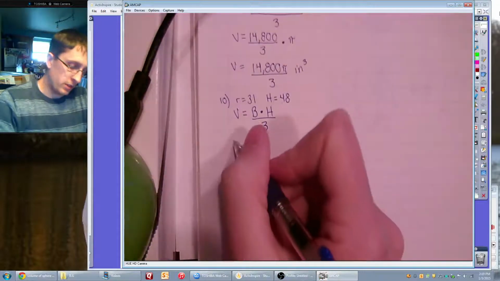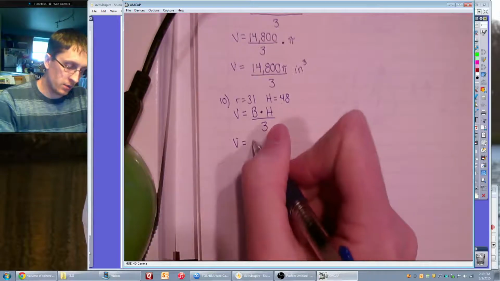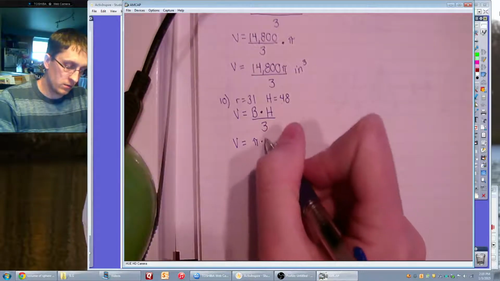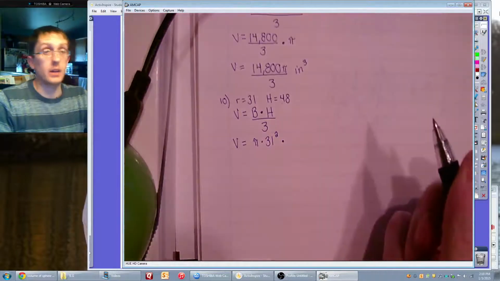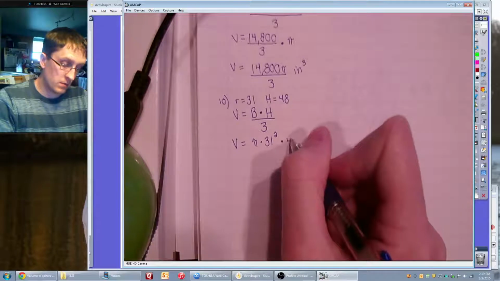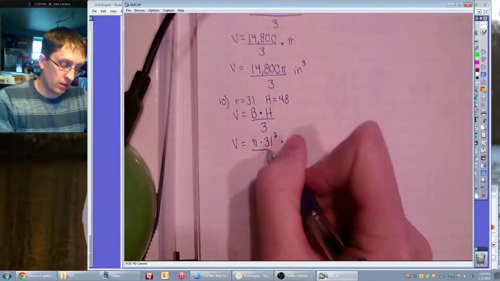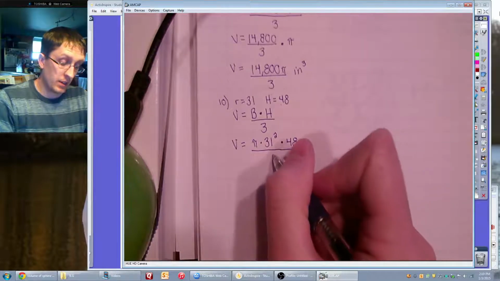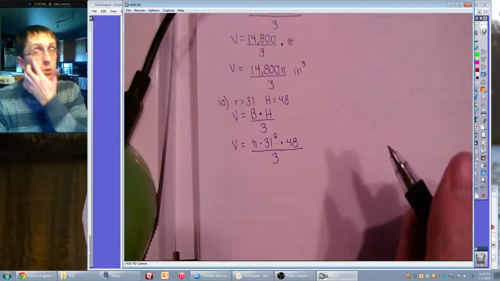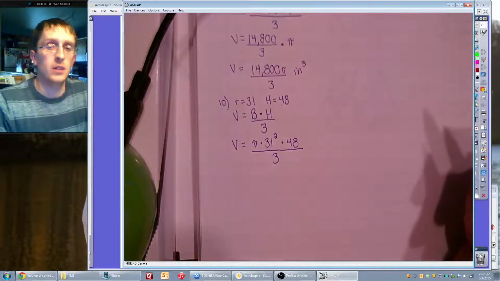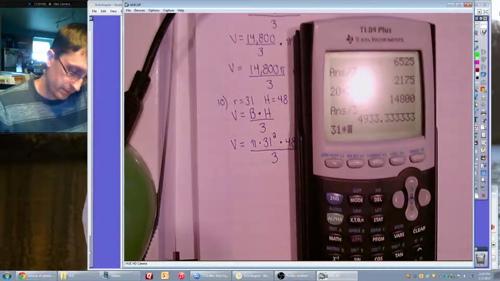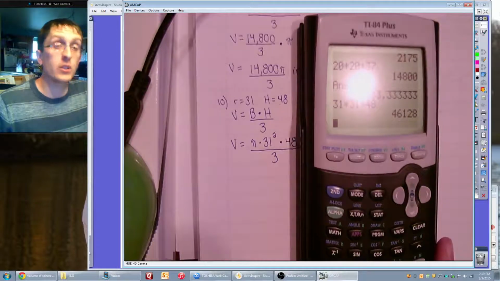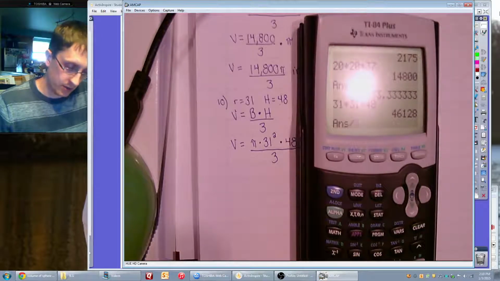And now I'm going to fill in numbers. The area of the base is equal to pi times the radius squared. And then I'm going to times it by the height of the prism, which in this case is 48. I'm going to divide all of that by 3, because a cone is 1/3 the size of a cylinder. So 31 times 31 times 48 is 46,128. I'm going to divide that by 3.